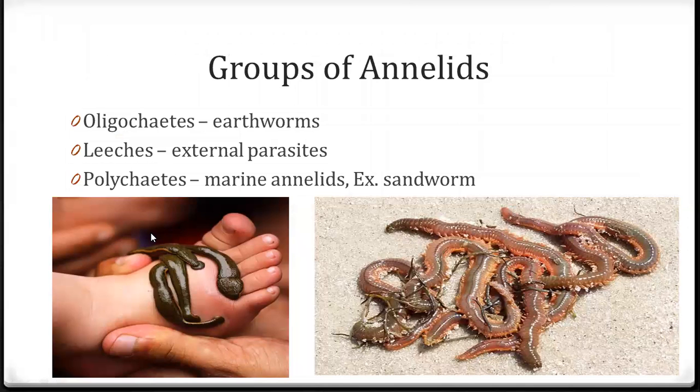Okay, groups of annelids. Earthworms are the most commonly thought of ones, at least I think. Leeches, marine annelids like the sandworm.